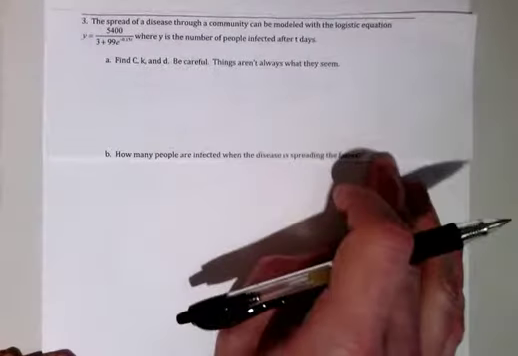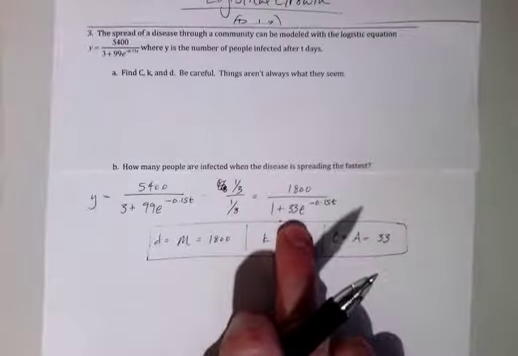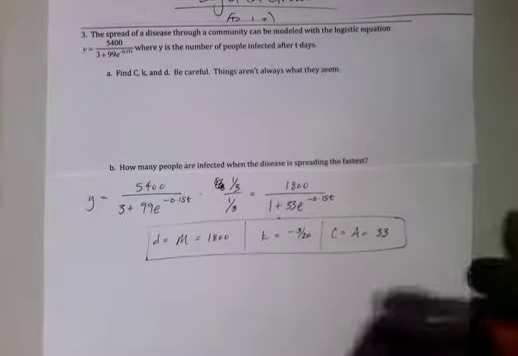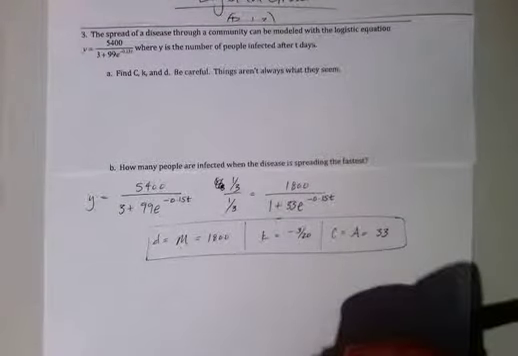Now, how many people are infected when the disease is spreading the fastest? Are you noticing a trend here? Because they are always asking a question about that point of inflection. Okay, so if we happen to have this right here, 1,800 is the carrying capacity. What is the population at the point of inflection? Well, it's halfway up. It's 900. You're done. Okay, that's it. So that question was actually extremely, extremely easy.